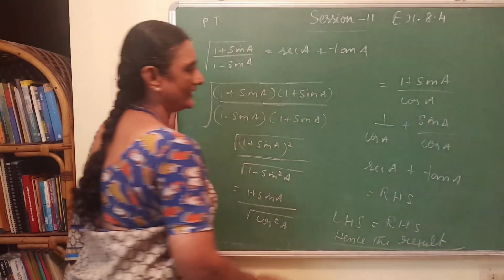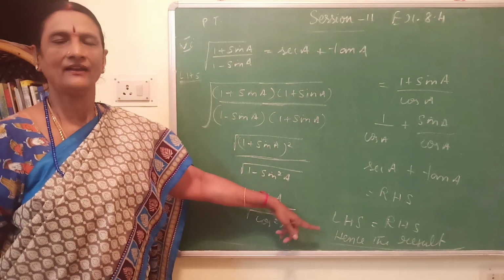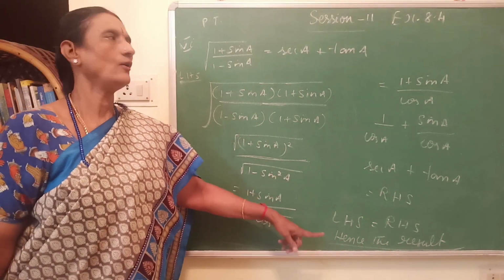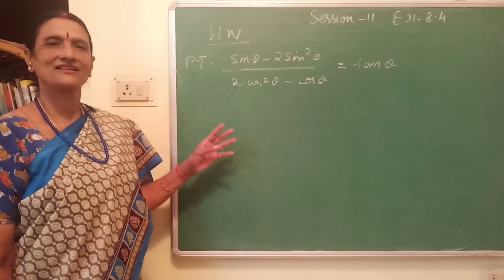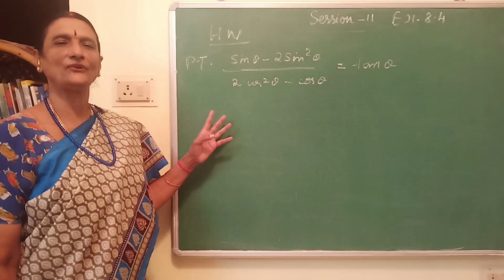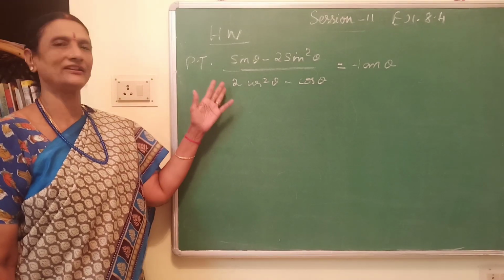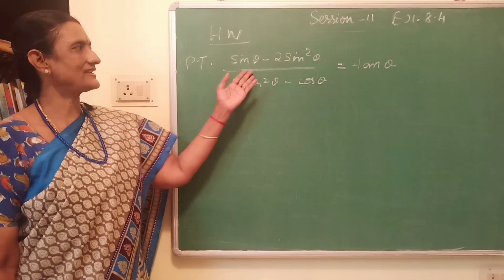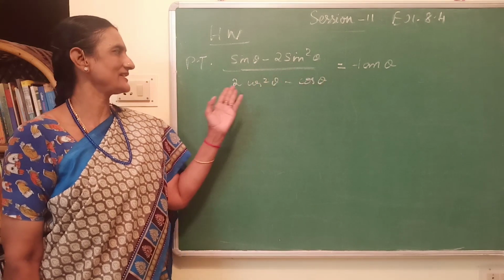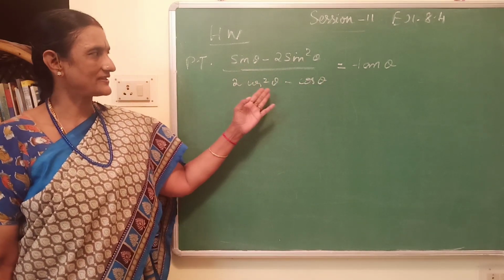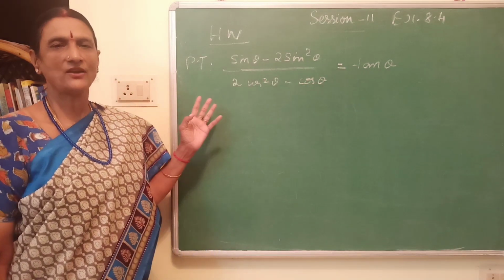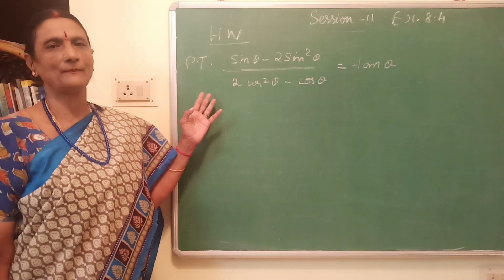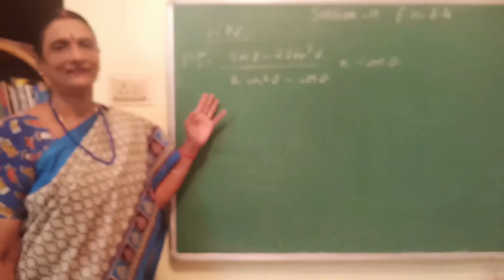See, this may be a very simple statement, but this is necessary for proving sums in trigonometry. Children, while ending the session, I want you to try a simple sum which is written on the board. Prove that sin theta minus 2 sin square theta divided by 2 cos square theta minus cos theta gives the result tan theta. I want you to try and then come prepared for tomorrow's session. Thank you, children.